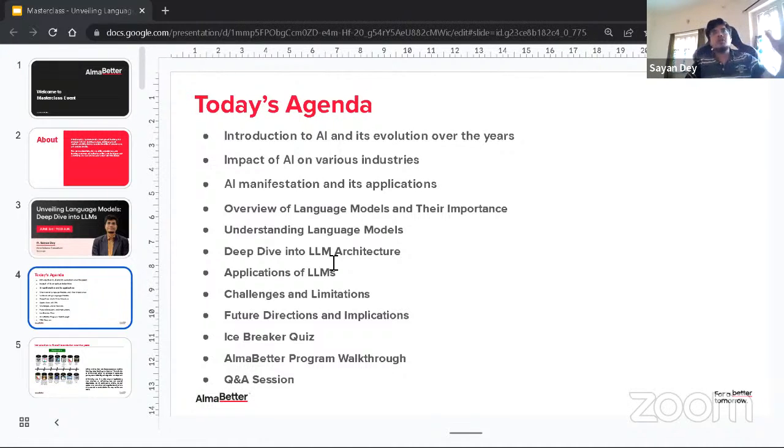The program walkthrough and how we are unique, especially from a job placement and from an outcome perspective, is something that the team and Karan and myself will also focus on a little bit towards the end of the session. So that is the general flow and agenda of how we will be going over the topics.